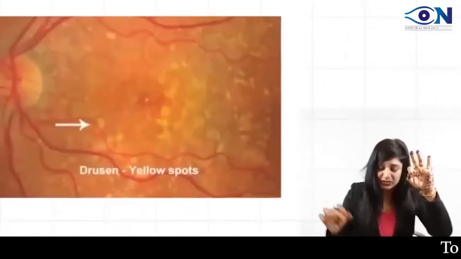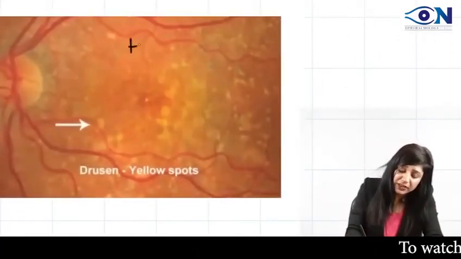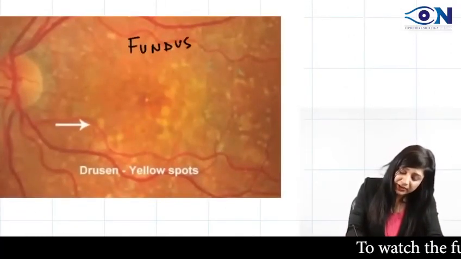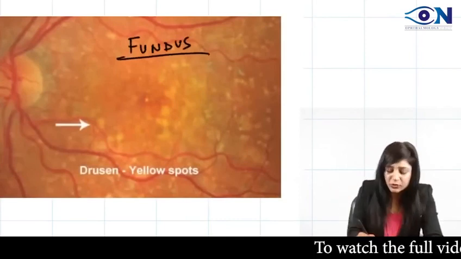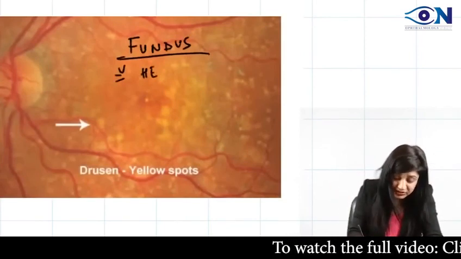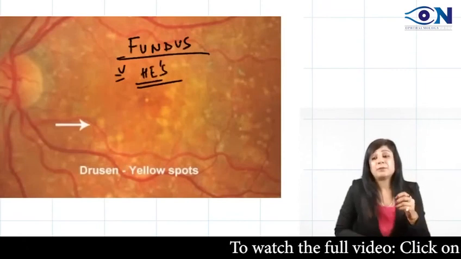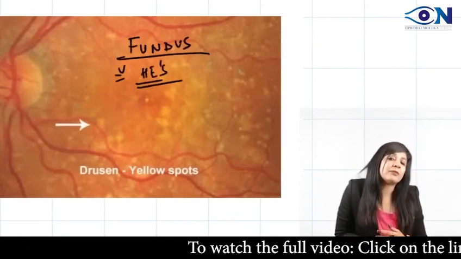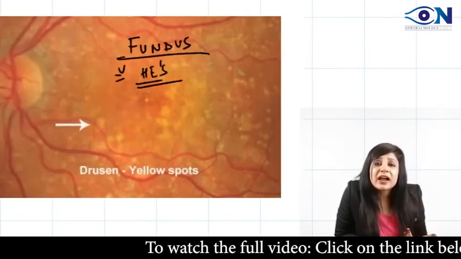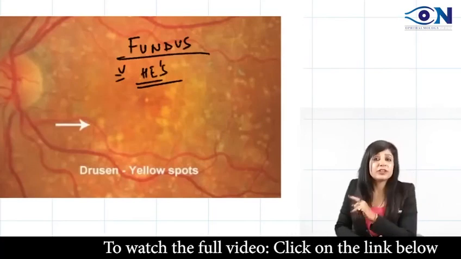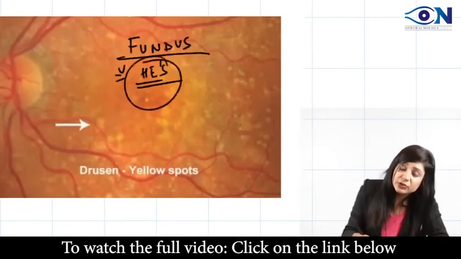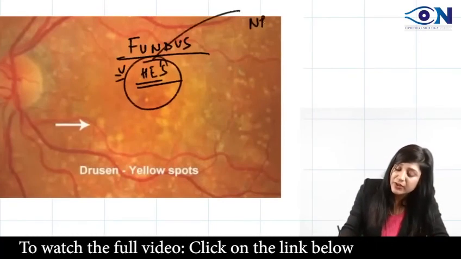So these are the drusen here. When you look at them in the fundus, drusen look like this. Now, don't you think they resemble hard exudates? This is a very important confusion that we have in our mind, that they can be hard exudates. Now, how to differentiate?